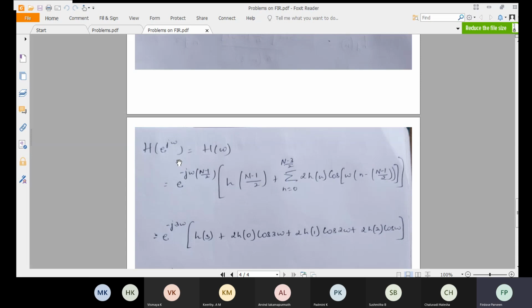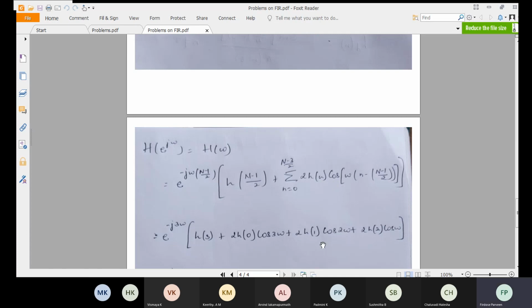So as we know, when N is equal to 7, that means it is odd. For odd, we have this formula: e to the power of minus j omega (N minus 1)/2 into h of (N minus 1)/2, plus summation n equal to 0 to (N minus 3)/2 of 2 h of n cos of omega (n minus (N minus 1)/2). Okay. So substitute for n and elaborate this one.